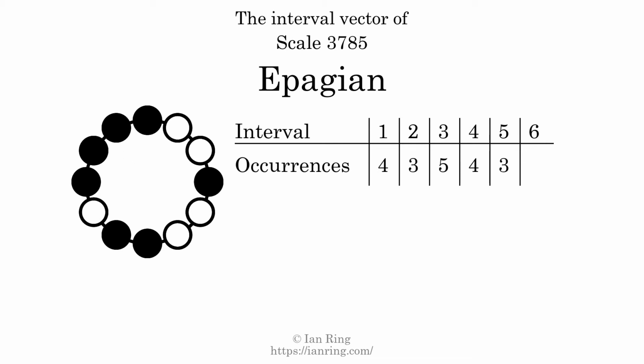There are 3 intervals with a size of 5 semitones. They are here, here, and here. There are 2 intervals with a size of 6 semitones. They are here, and here. Each interval does not appear in this scale a unique number of times, so this is not a deep scale.